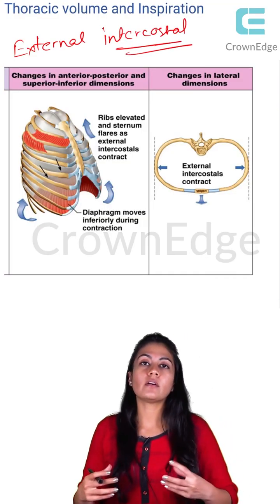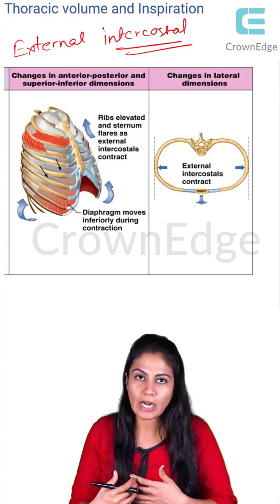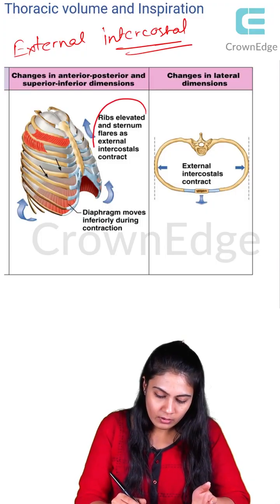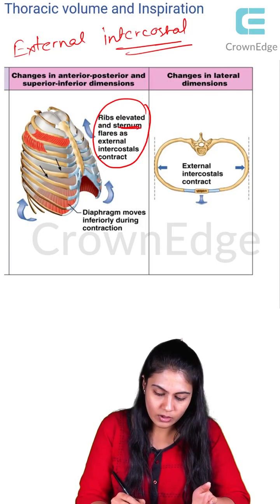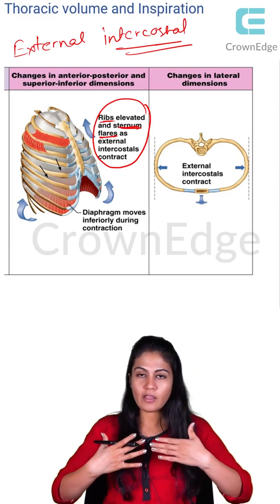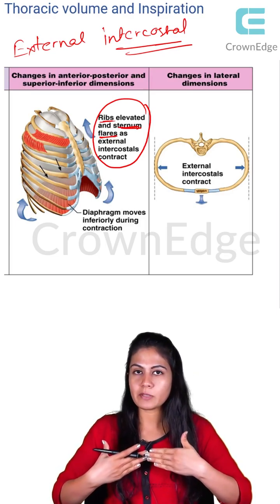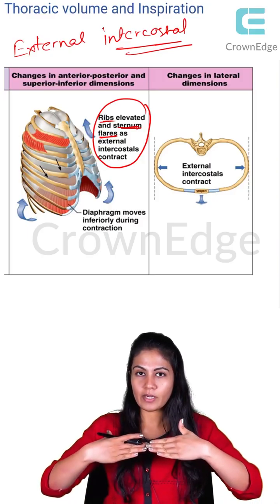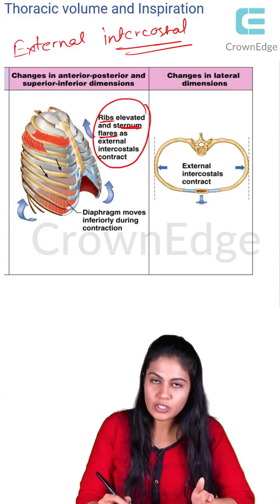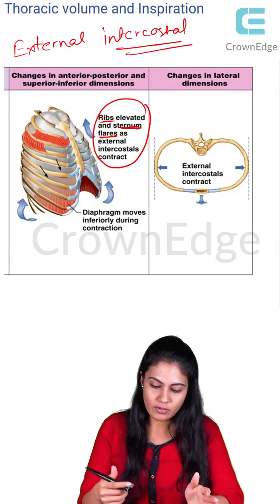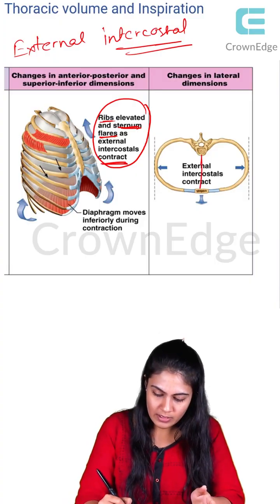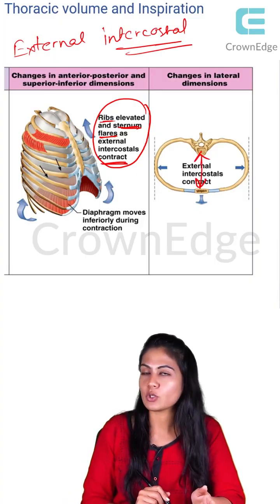So the external intercostal muscles will contract, and what will happen once they contract? They will elevate the ribs and sternum. The ribs are elevated, and the sternum flares up. Suppose this is the normal expiratory phase. If the ribs are elevated and the sternum goes up, what will happen to the anterior-posterior diameter? That will increase, right? Whenever they contract, the anterior-posterior diameter will increase because of that.